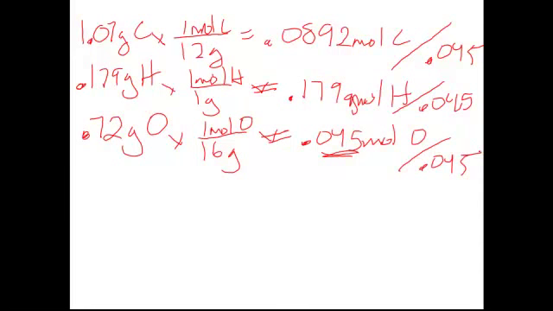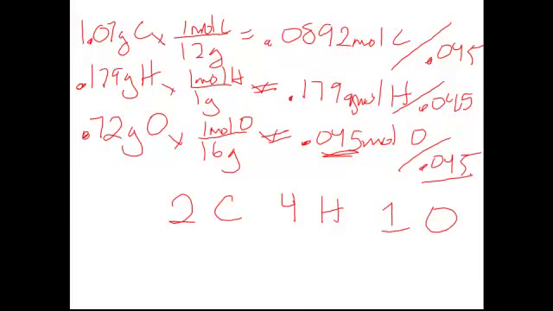And so 0.0892 divided by 0.045 is 1.98, so we can round that to 2. So that's 2 carbons. 0.179 divided by 0.045 is equal to 3.98. We can round that to 4 hydrogens. And then oxygen is obviously still a 1. This divided by this equals 1.